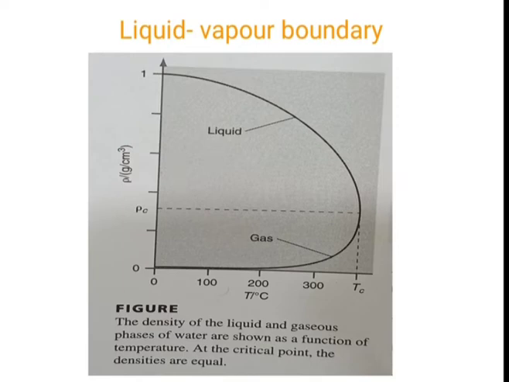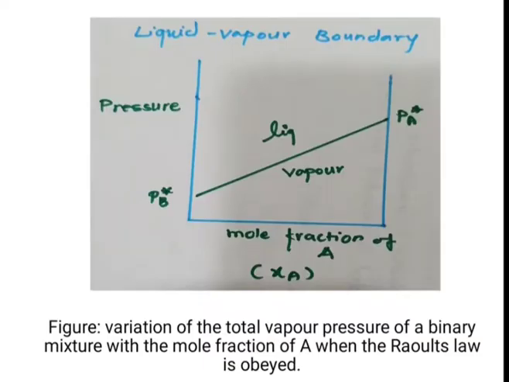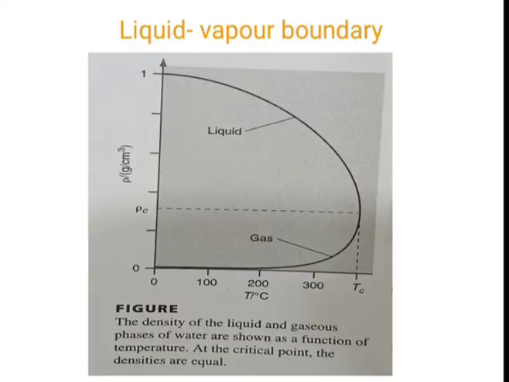And now we will see the next point, the liquid-vapor boundary. This figure shows the density, rho, on the y axis, in gram per centimeter cube, and on the x axis the temperature in degrees Celsius. This figure shows two different phases, one is the liquid and the other one is the gaseous phase. Density goes on increasing from 0 to 1 and temperature increases from 0 to 300 and so on.